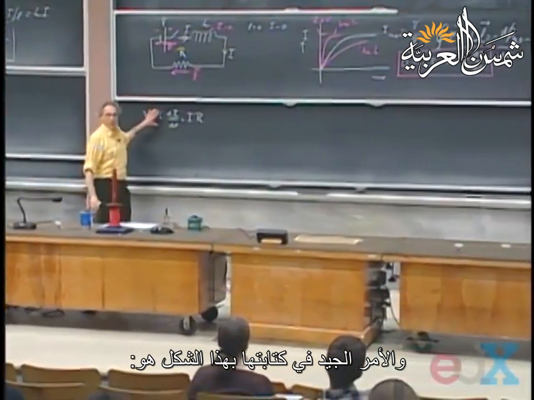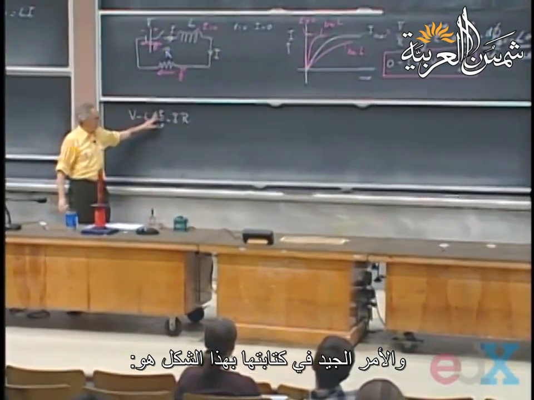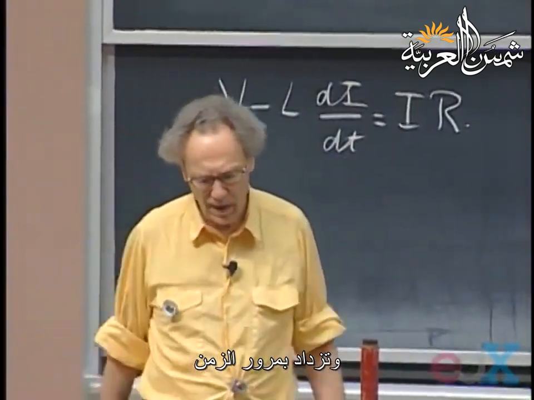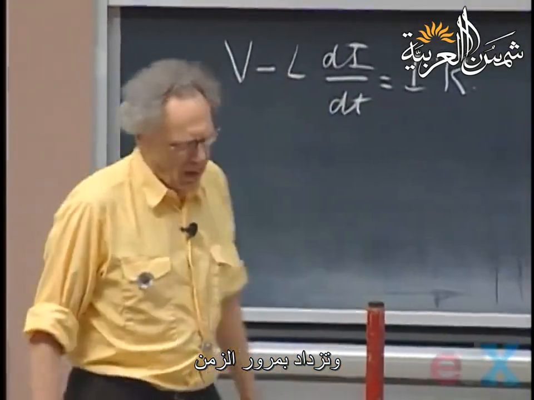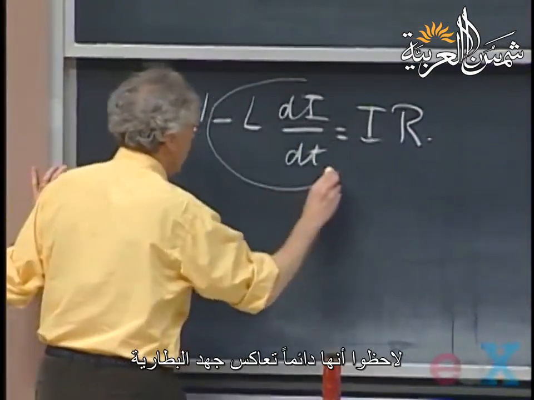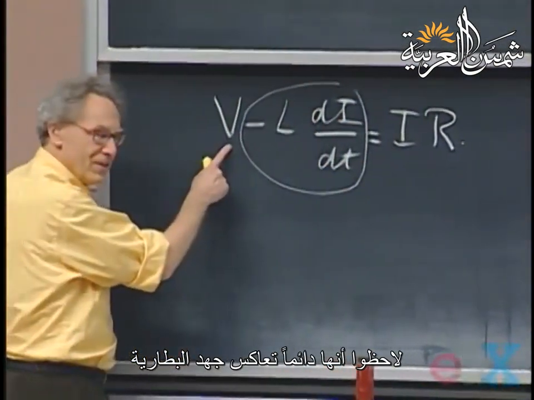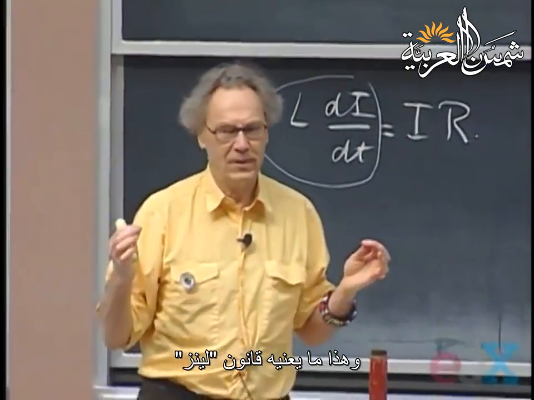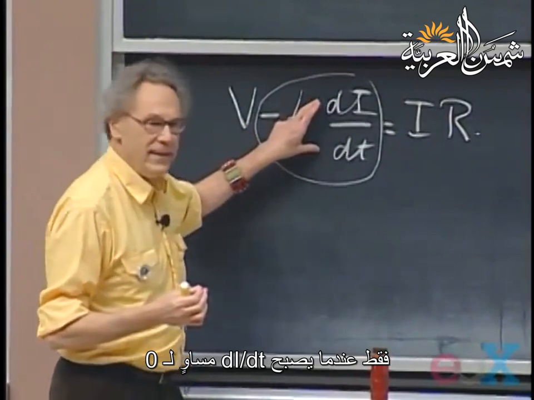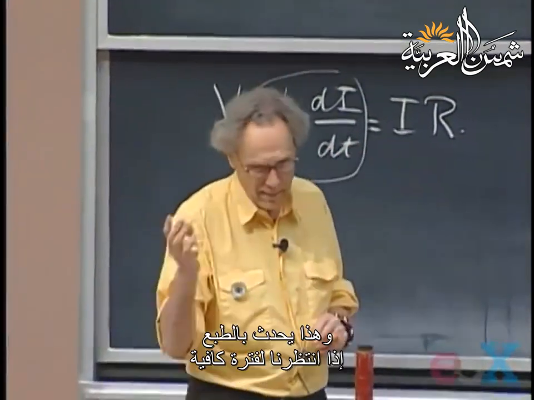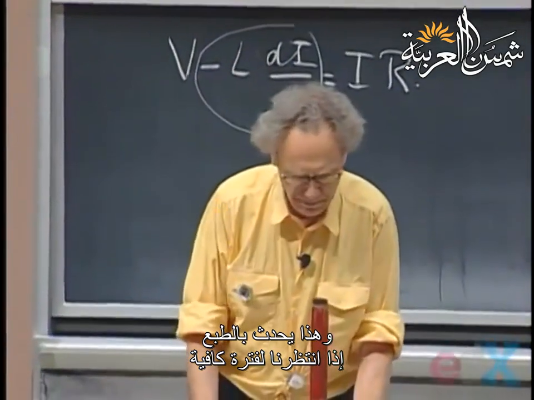And the nice thing about writing it this way is that since di/dt is positive here, it's growing in time, the induced EMF, which is this value, is always opposing the voltage of my battery. And that's what Lenz's law is all about. It's not until di/dt has become zero that V equals IR. And that happens, of course, if you wait long enough.